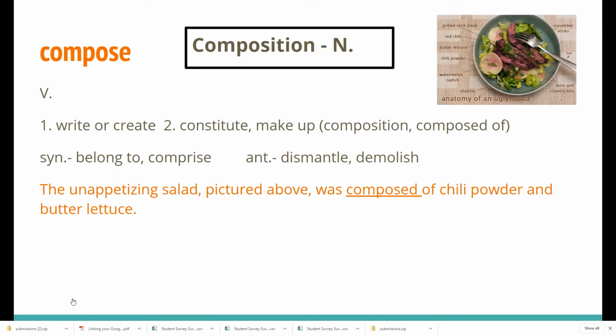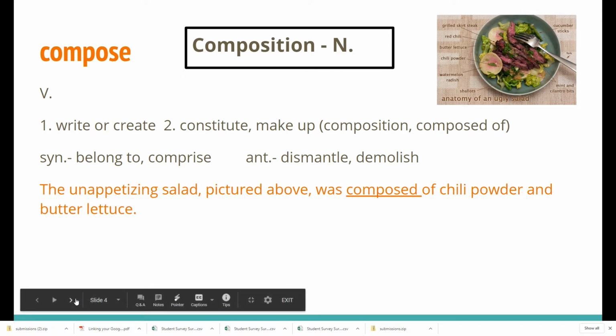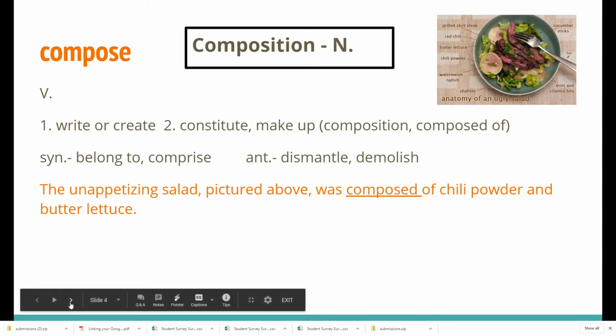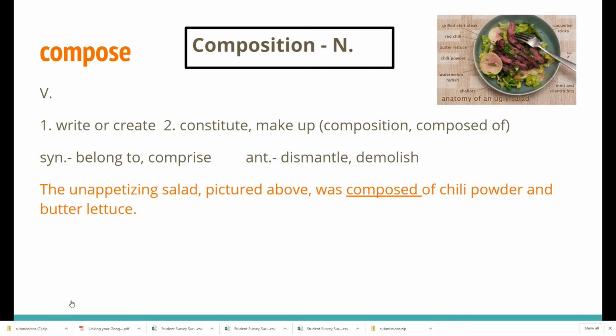Compose. Compose is a verb that means to write or create or constitute or make up. Other forms include composition. Synonyms: belong to, comprise. Antonyms: dismantle, demolish. The unappetizing salad pictured above was composed of chili powder and butter lettuce. So you might have been asked to compose an essay or maybe compose a paragraph. That means that you're writing or creating that particular item. Or you might be baking something, and so your recipe will be composed of all of the different ingredients that the recipe calls for. Compose.